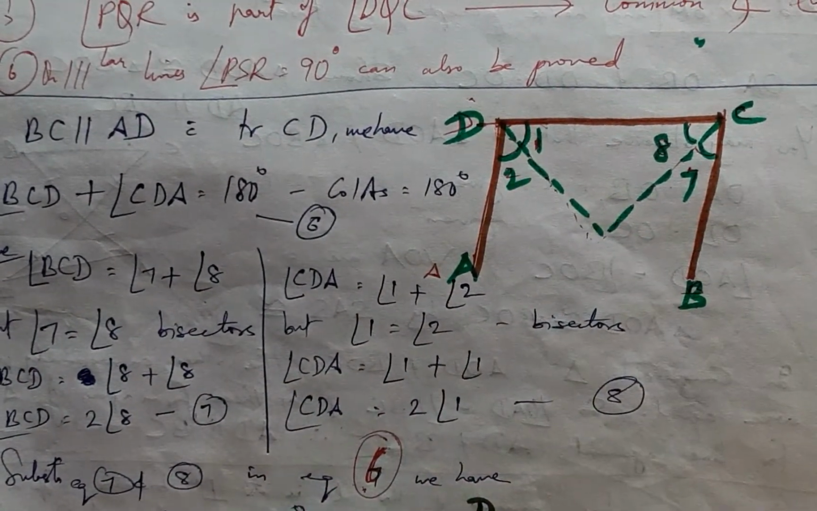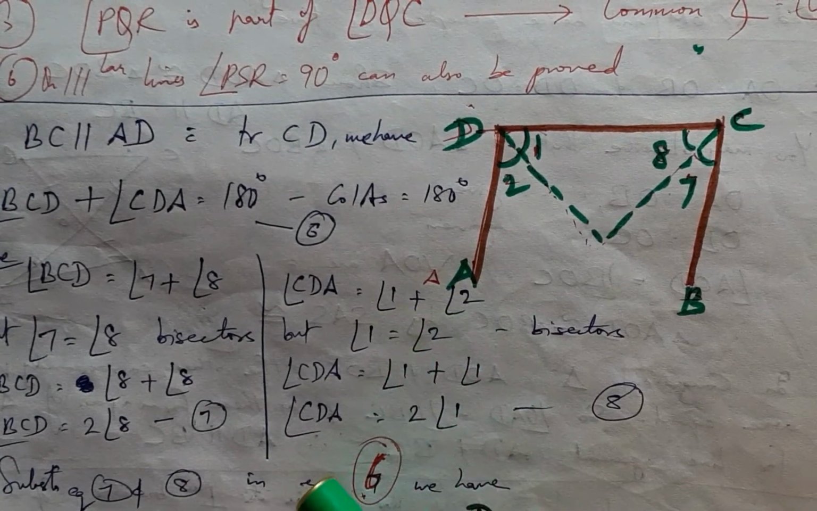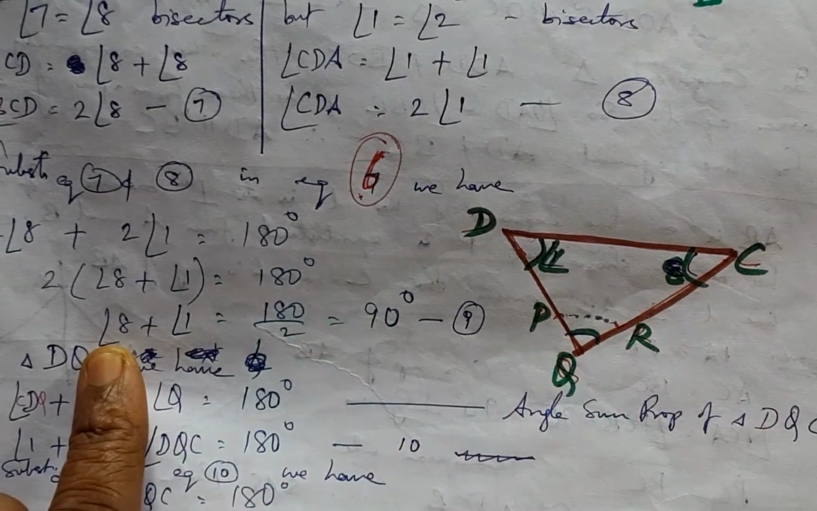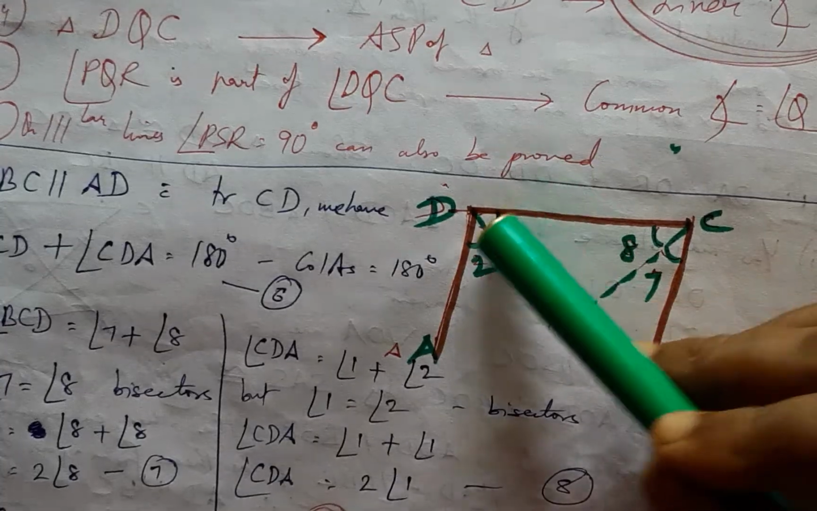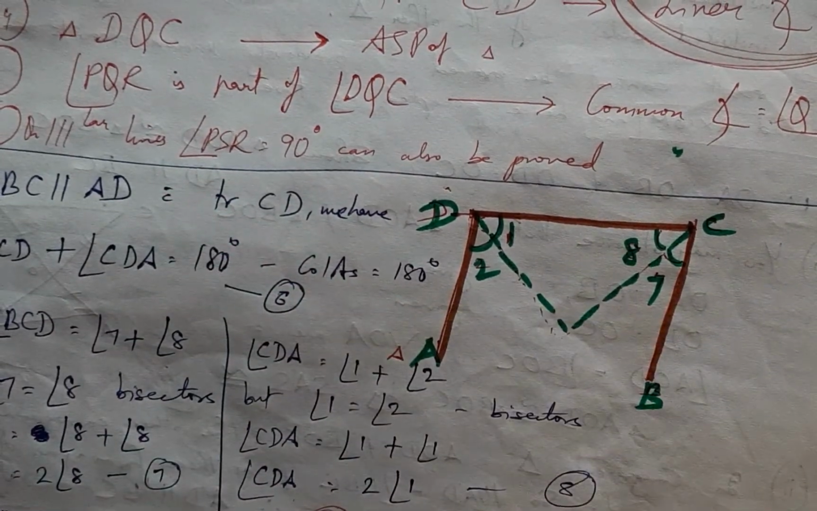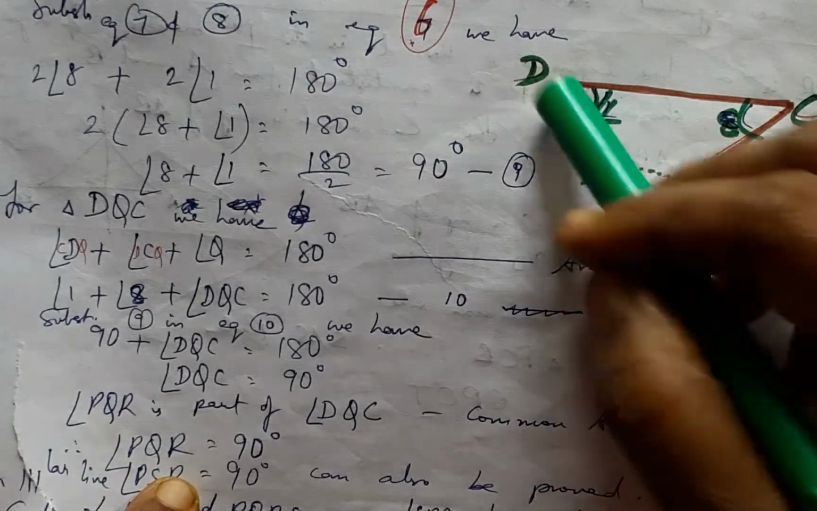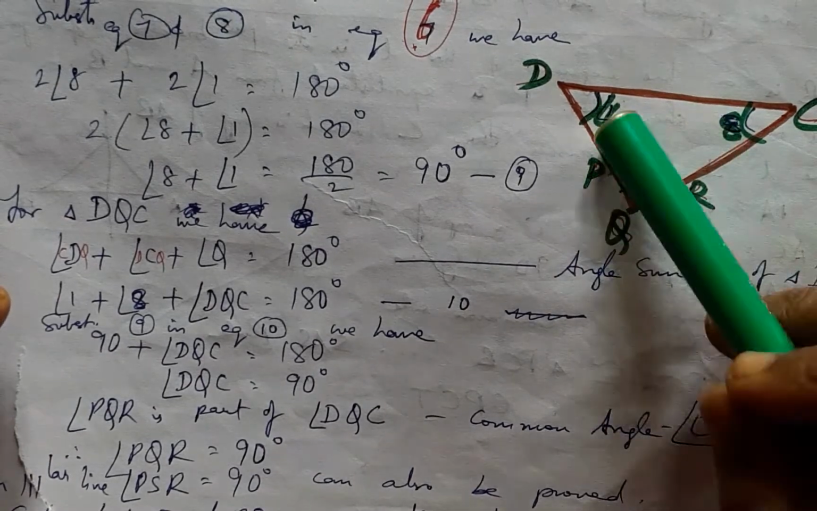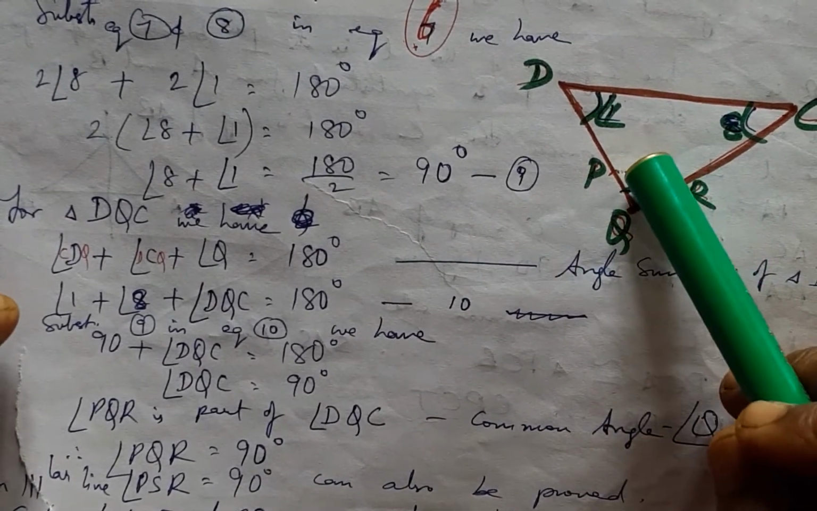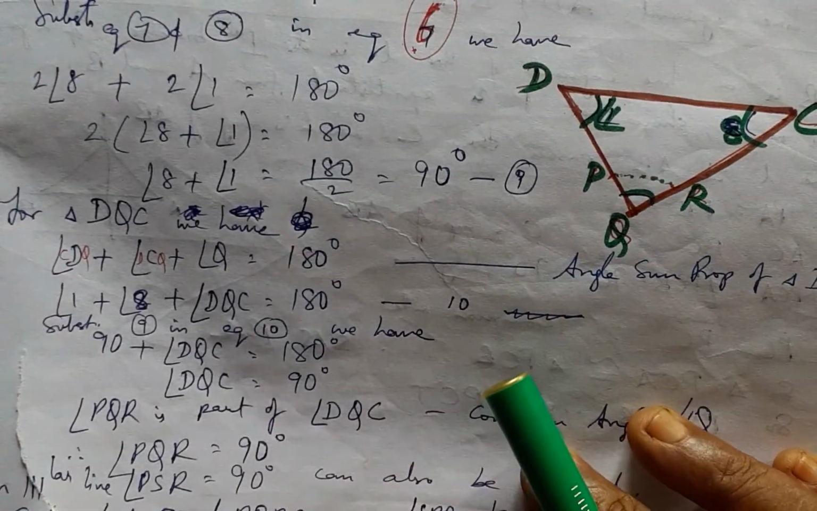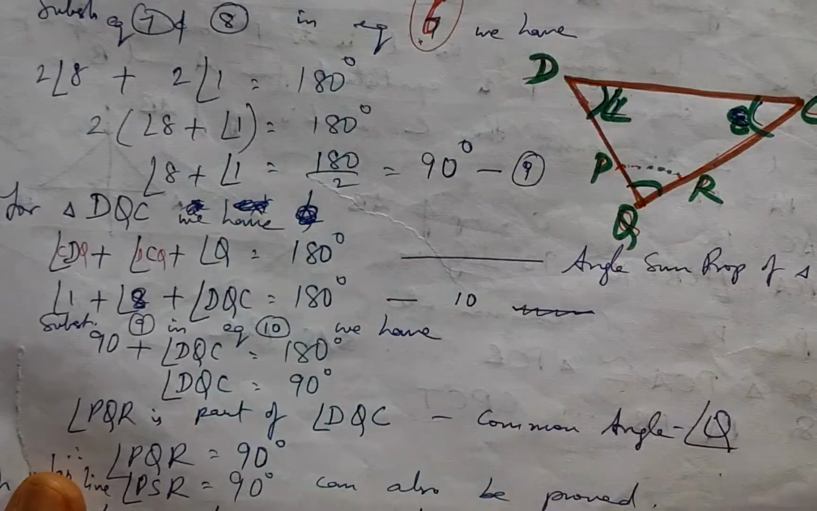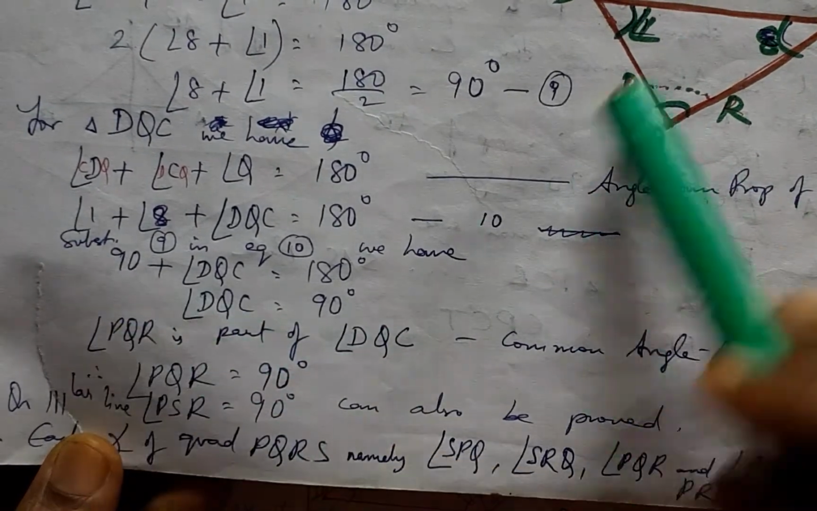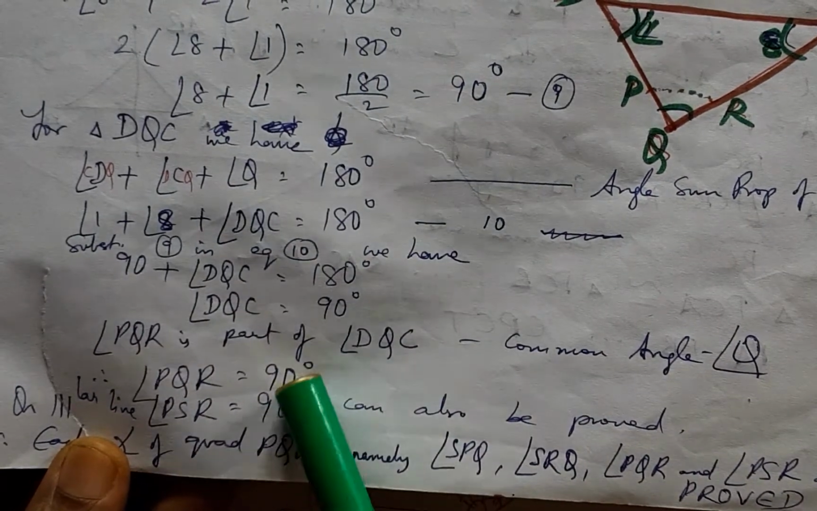The same explanation carries forward for this part of the problem, by which I have arrived at 1 and 2, the sum of 1 and 2 as 90 degrees. 1 and 8 as 90 degrees. The same old thing. Now picking up the DQC triangle, which I have already discussed earlier, putting angle sum property, I have PQR here, Q angle also is established 90 degrees, and the math follows. And since PQR is part of DQC, I have PQR established as 90.